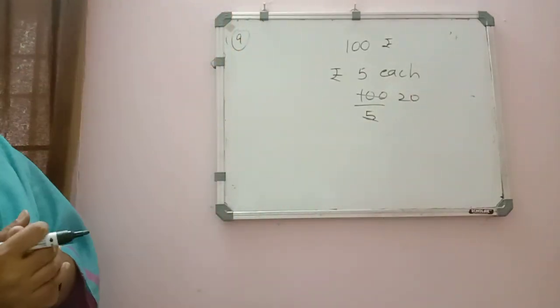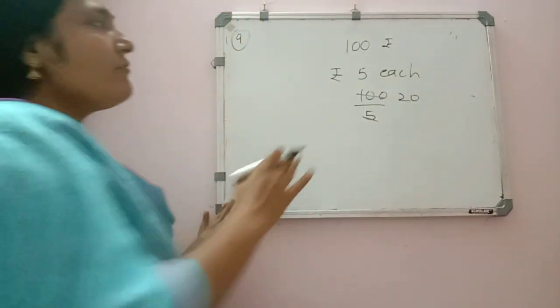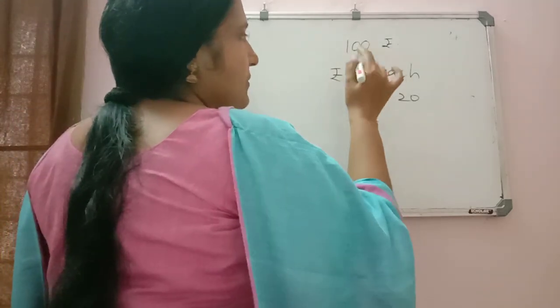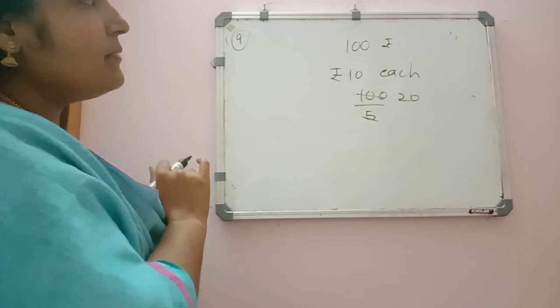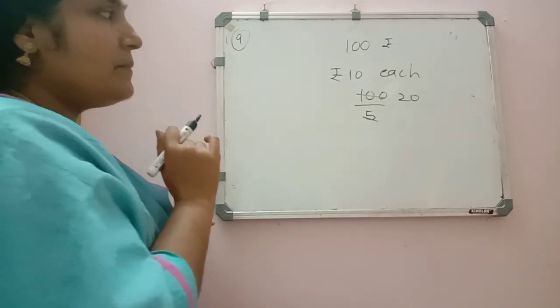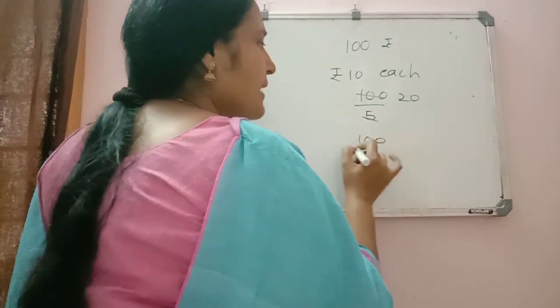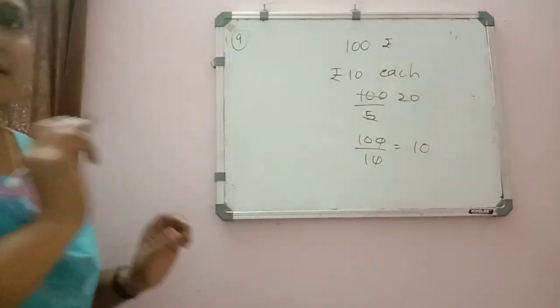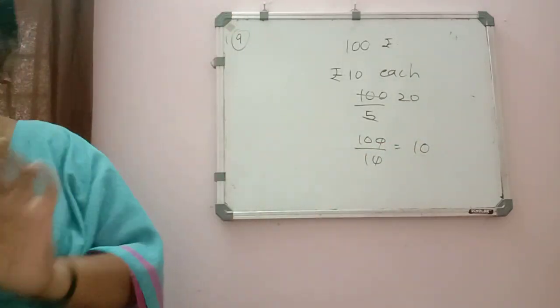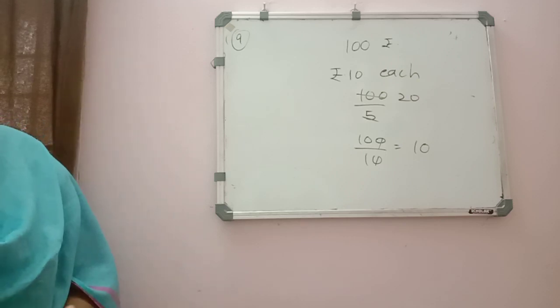Now in the same way, suppose the price of each book is increased. Now the price is rupees 10 each. Then how many books can you purchase for 100 rupees? 100 by 10, so it will be equal to 10 books. So this is the concept which we are going to use to solve this question.